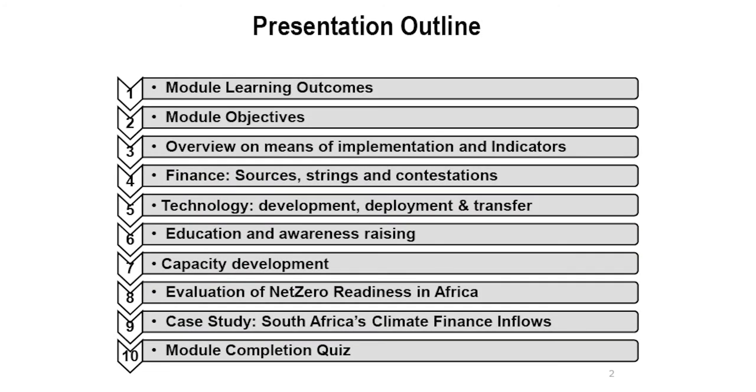Our module outline is as follows. We'll start with the module learning outcomes and module objectives as usual. Then we're going to move on to an overview on means of implementation and indicators. We'll move to finance, sources, strengths, and contestations, technology, deployment, development and transfer, education and awareness, capacity development, evaluating net zero readiness in Africa. And lastly, we'll consider a few slides from a case study from South Africa's climate finance inflows. And as usual, there will be a module completion quiz. You will be given three chances from IDEP's platform where you'll be answering 10 questions. And if you don't do well, you have a second chance, a third chance as well.